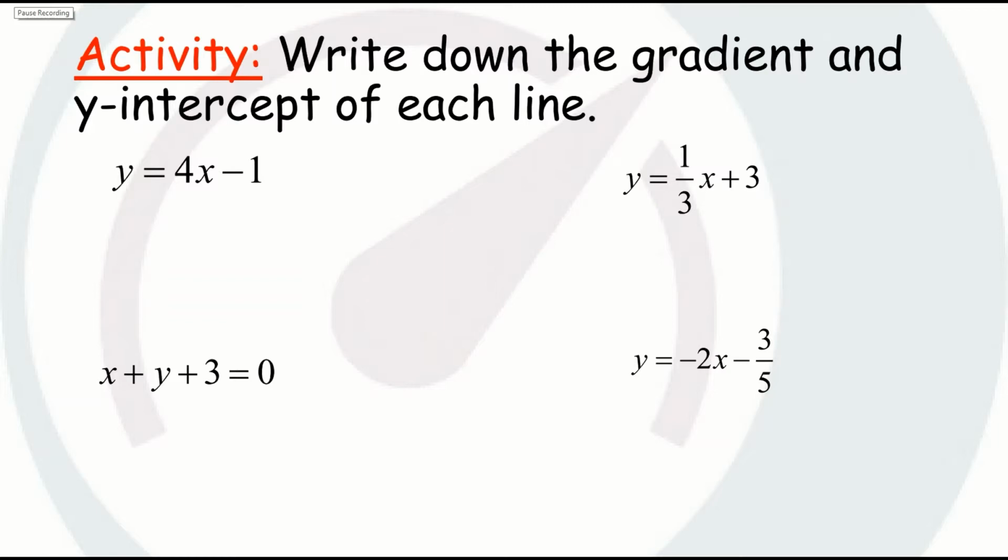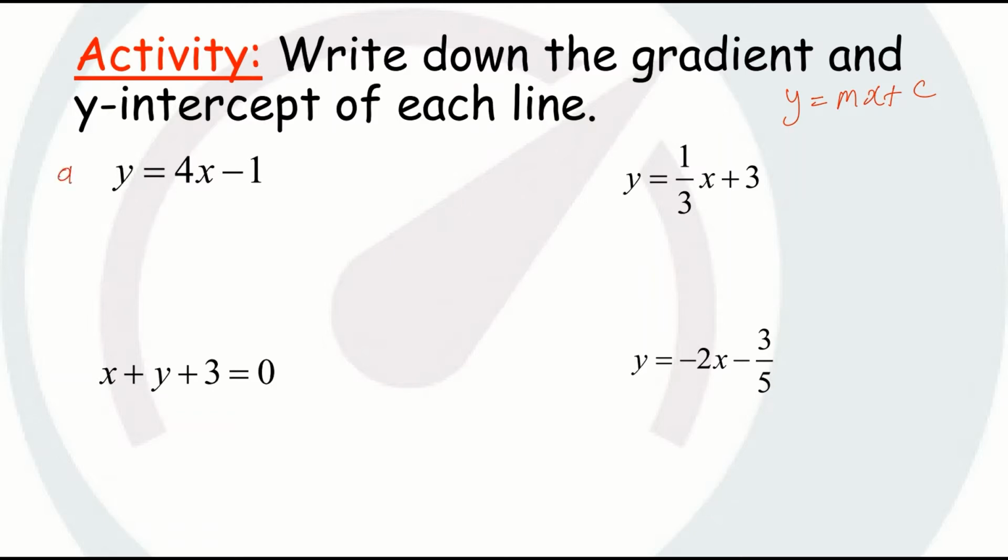Now just a quick activity: write down the gradient and the y-intercept for each of the lines below. Now let's write back our gradient-intercept form or slope-intercept form. So we have y equal mx plus c, where m is our gradient and c is our y-intercept. Note briefly that before we can go ahead and write down the gradient and the y-intercept, we must ensure that each equation given is in the form y equal mx plus c.